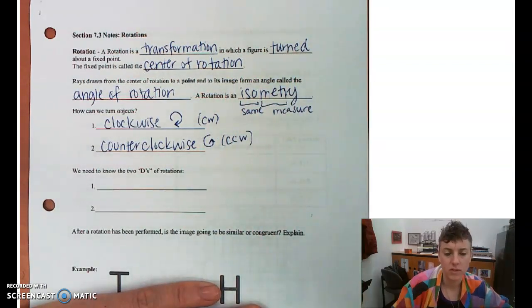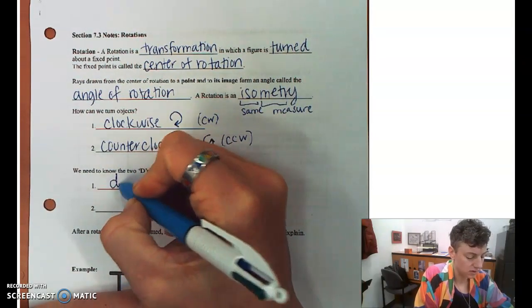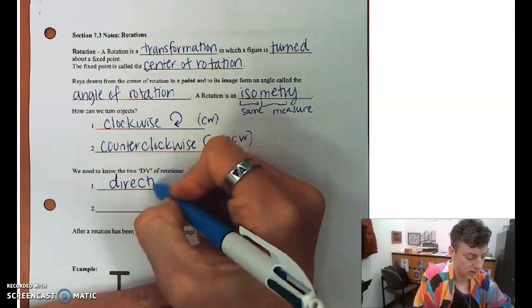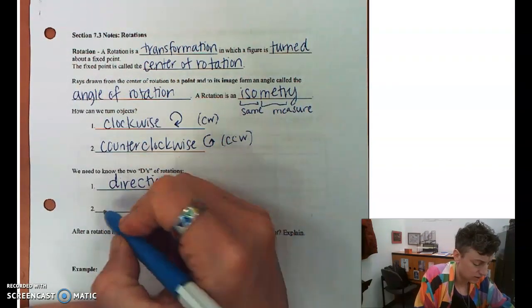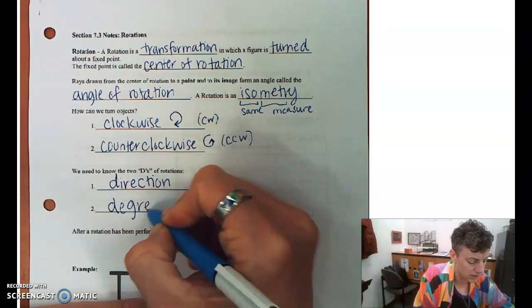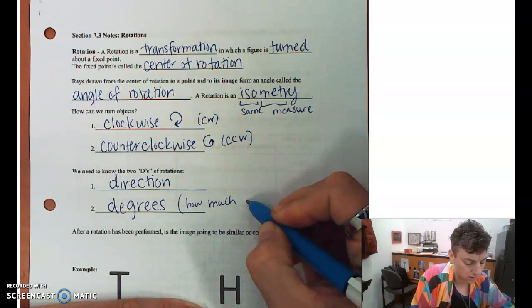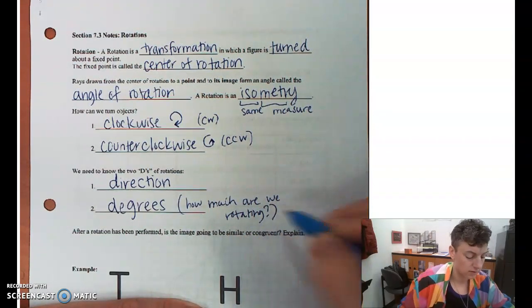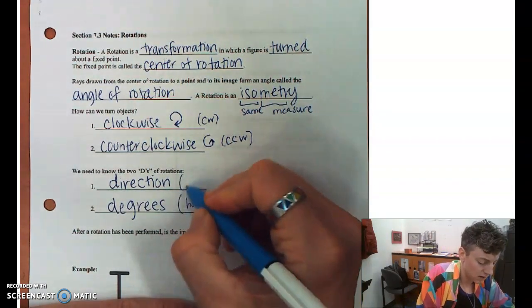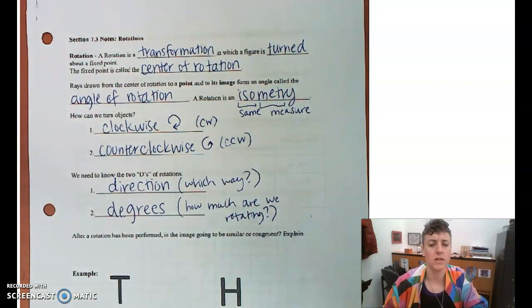To rotate our shapes, we need to know the 2 D's of rotation. First, we need to know the direction. Which way are we going? And we need to know the degrees. How much are we rotating it? And direction was which way? The degrees and the direction.